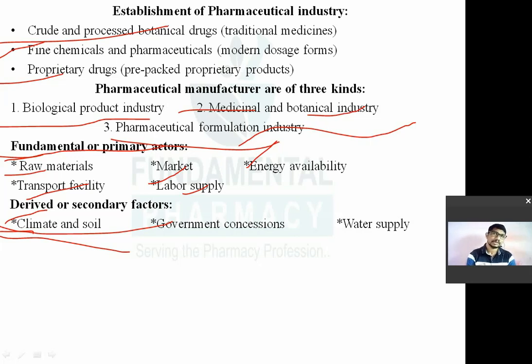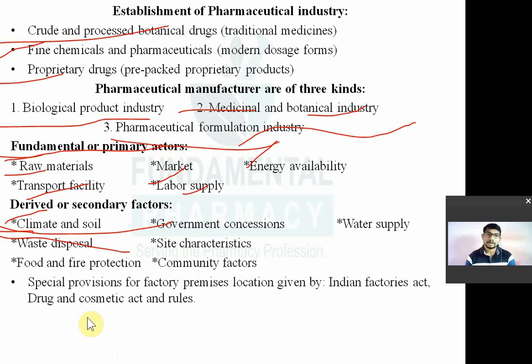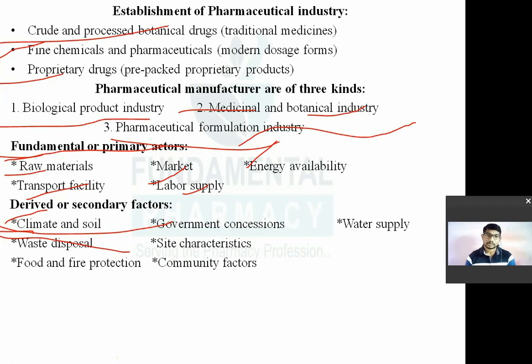This was a question in GPAT 2021. One of the following is not a primary factor to establish a pharmaceutical industry. इतना simple question था और बहुत सारे बच्चों ने वहाँ पे wrong लिया. See, derived factors, what are they, secondary: climate and soil, then government concession, water supply, then others like waste disposal, site characteristics, then flood and fire protection, community factors. These are the secondary factors.